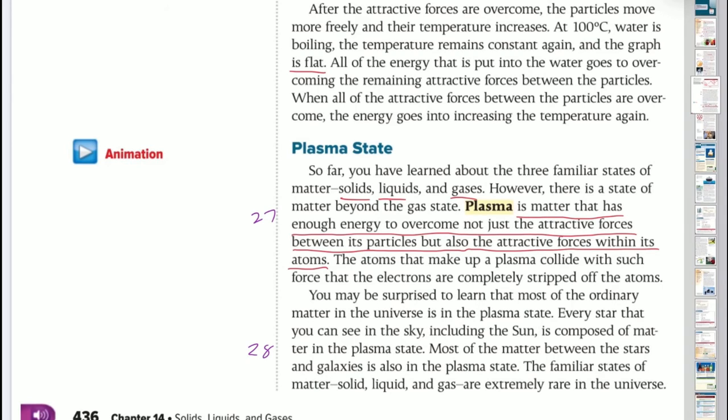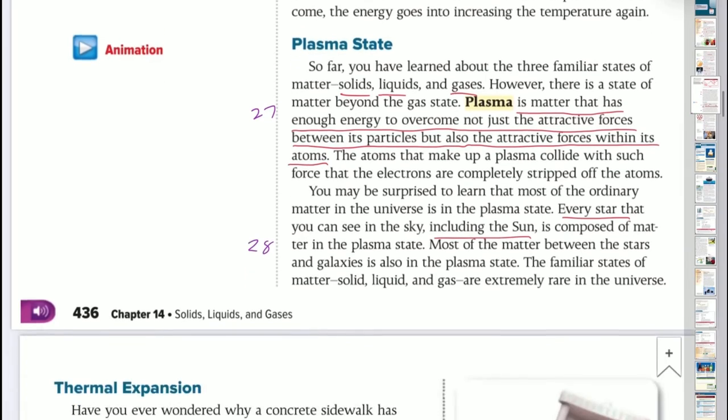You may be surprised to learn that most of the ordinary matter in the universe is in the plasma state. Every star that you can see in the sky, including the sun, is composed of matter in the plasma state. Most of the matter between the stars and galaxies is also in the plasma state. The familiar states of matter, solids, liquids, and gases, are extremely rare in the universe.